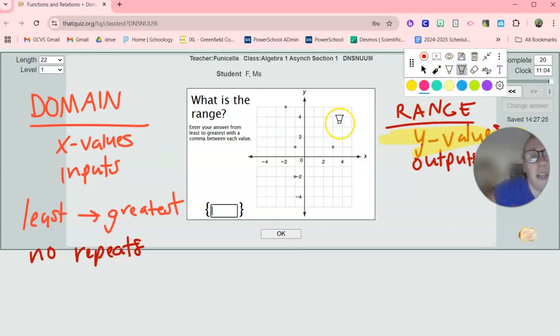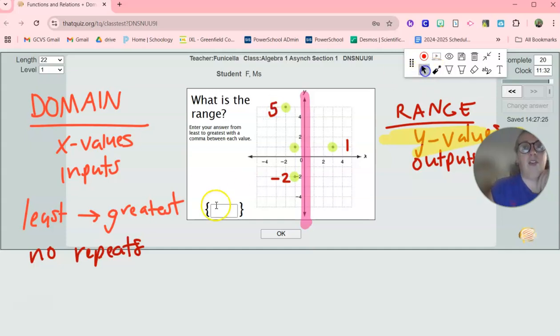The range for this one, we're looking at our y values. So here's our y axis. And we're going to focus on these points. And we're going to get their y value. So our lowest point is right here at a -2. Okay. And then we have these 2 points are both at a 1 y value. And then this point up here is at a 5. So altogether, we have -2, 1, and 5.